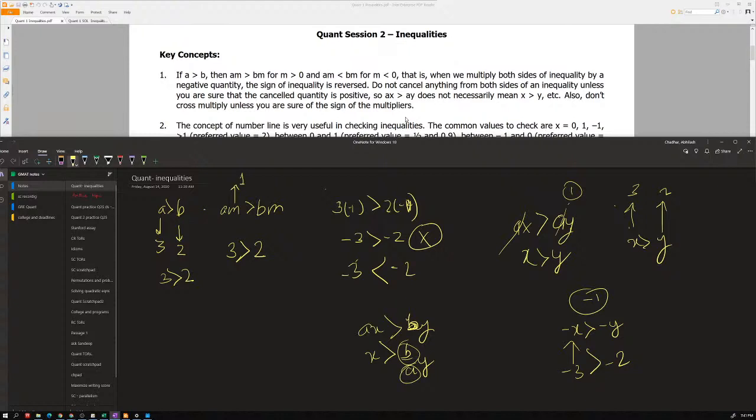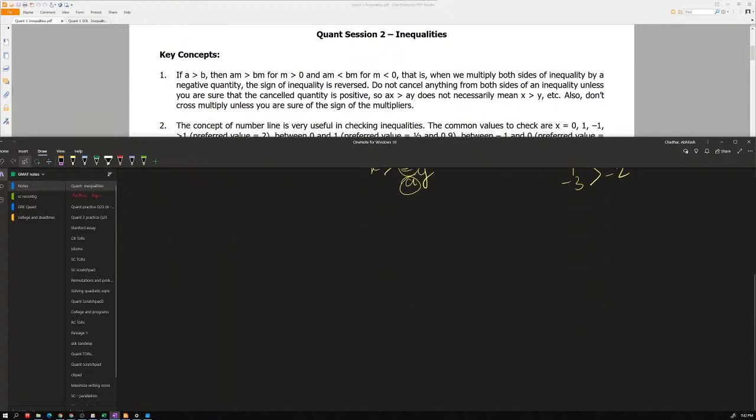So this is one of the important concepts which becomes very easy to neglect, because it looks so straightforward and so easy to cancel both the sides, but actually we cannot. If we do that, it will create problems of wrong inequality. Okay, this was our first concept. Let's go to our second concept.